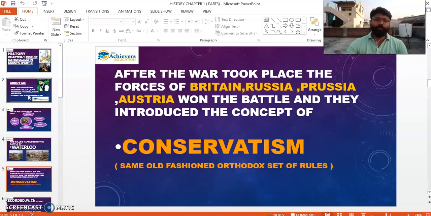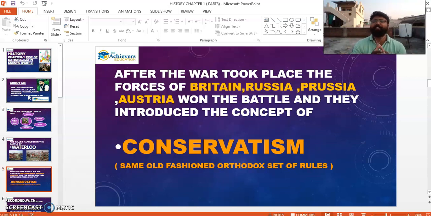Then, moving forward, after the war, the forces of Britain, Russia, Prussia, and Austria won the battle, and they introduced the new concept of conservatism. Now, what is the meaning of conservatism? Please pay attention here, because from now onwards the chapter is going to be quite interesting. What is the meaning of conservative? It is a quite common term which we use in our day-to-day lives also. For all those who don't know, conservatism is just being narrow-minded, having small ideas in their mind, ideas limited to a fixed area only.